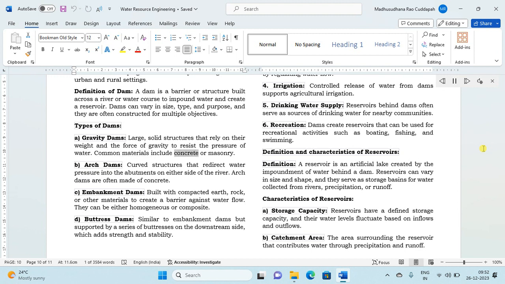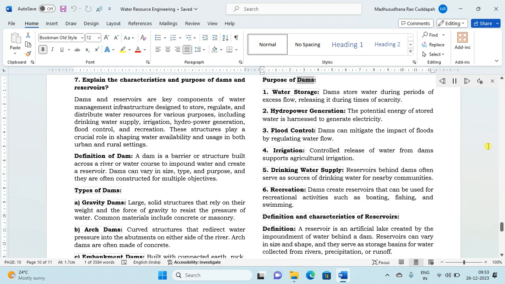Common materials include concrete or masonry. B. Arch dams: curved structures that redirect water pressure into the abutments on either side of the river. Arch dams are often made of concrete. C. Embankment dams: built with compacted earth, rock, or other materials to create a barrier against water flow. They can be either homogeneous or composite. D. Buttress dams: similar to embankment dams but supported by a series of buttresses on the downstream side, which adds strength and stability. Purpose of dams.